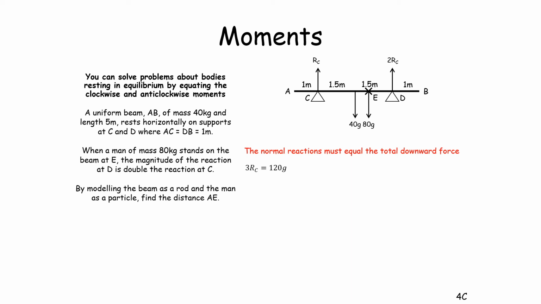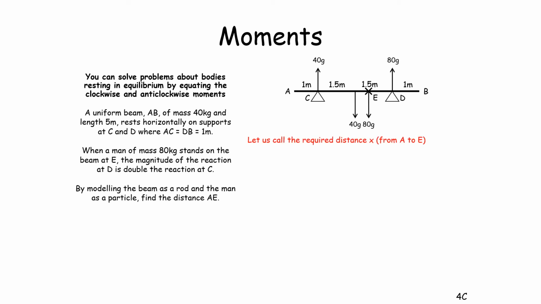So now, same as before, this type of question, always start off with resolving it vertically first. So everything going up equal to everything going down. So RC plus 2RC, which is 3RC, equal to 40G add 80G, which is 120G. So if we divide both sides by 3, it will give us RC equal to 40G. So now we know RD is twice as RC, so RD will be 80G.